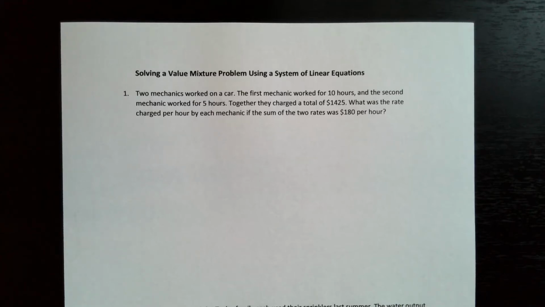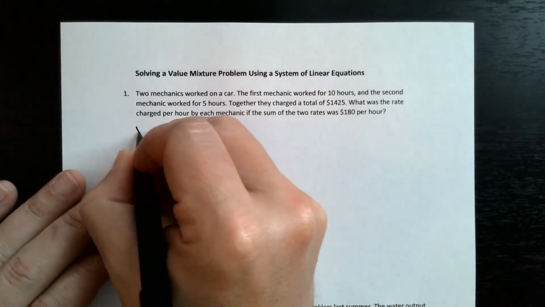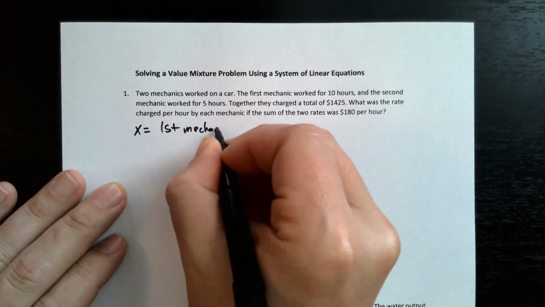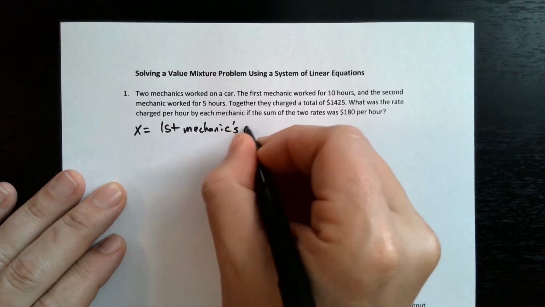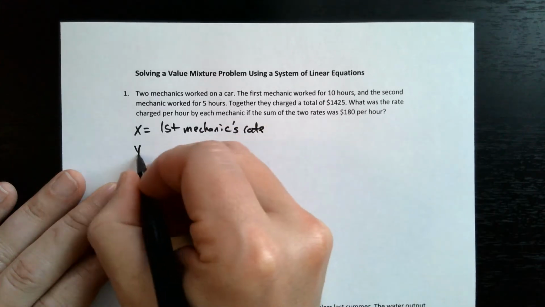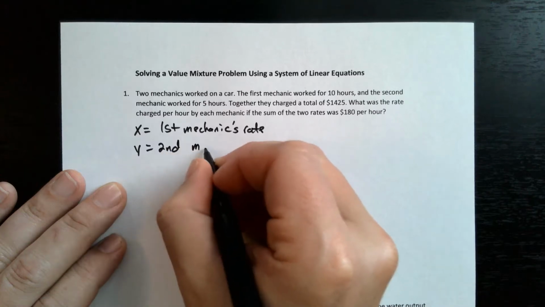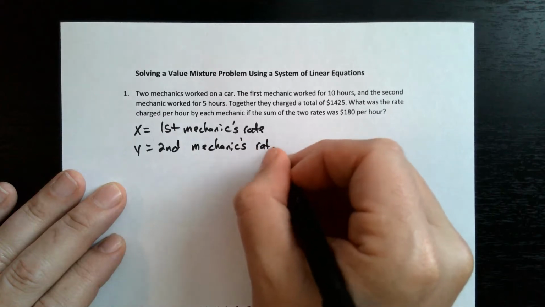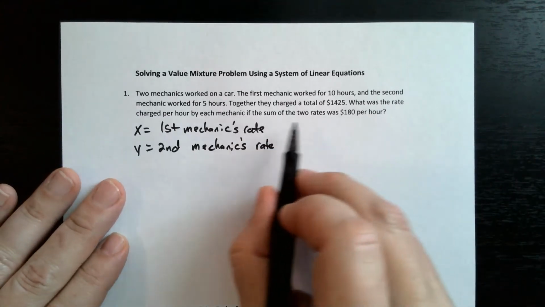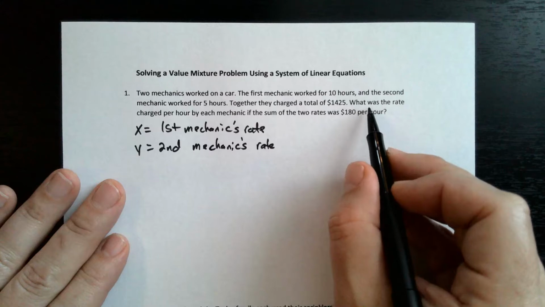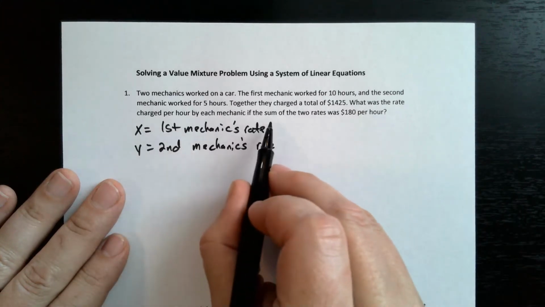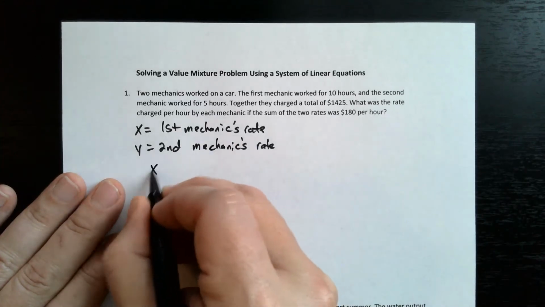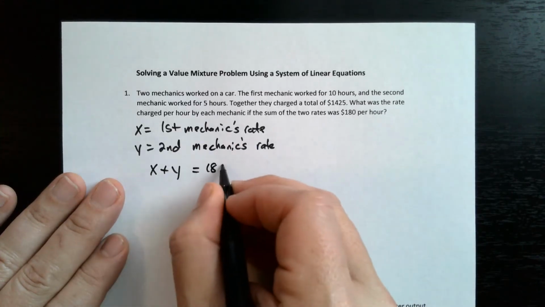Okay, so let's label some things here. X is equal to the first mechanic's rate, and Y is equal to the second mechanic's rate. The first thing we notice is that the sum of the two rates is $180 per hour. So the sum of these two is 180. So X plus Y equals 180.